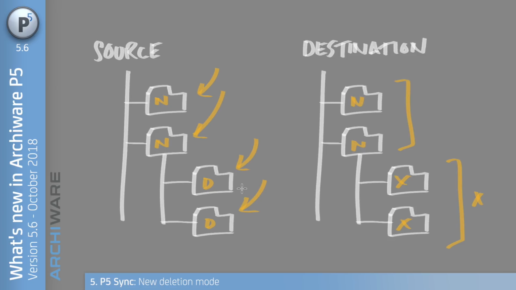The new two-pass deletion mode will take longer to run because it has to visit every folder first for the deletions and then for the copies. So there are two traversals of the file system instead of one with the traditional mechanism.